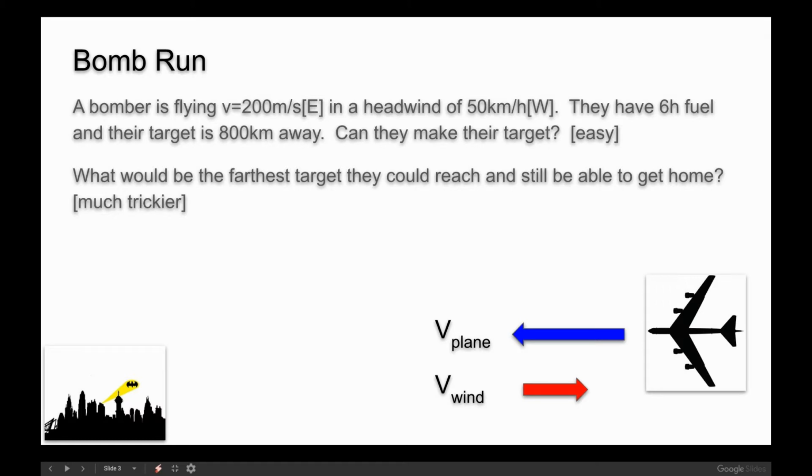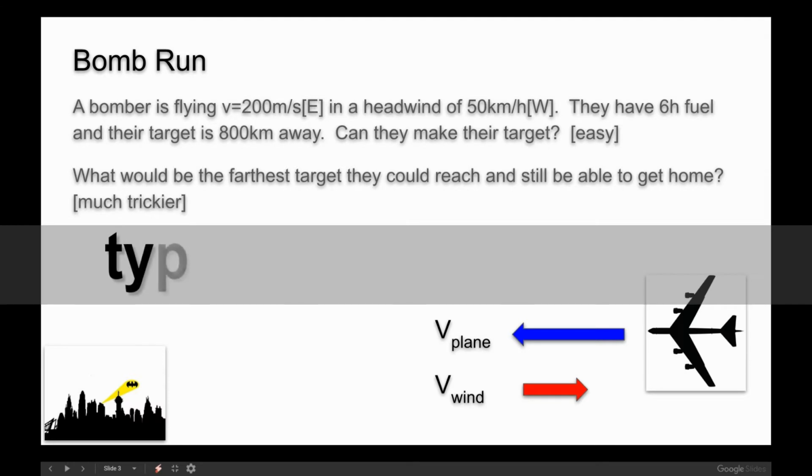That should be quite easy for you to figure out if they've got 800 kilometers worth of fuel once you figure out their actual speed and 6 hours flying time. But it could be a suicide mission. The trickier problem would be to decide what is the farthest range this bomber could fly under these conditions, hit a target, and turn around and make it back.